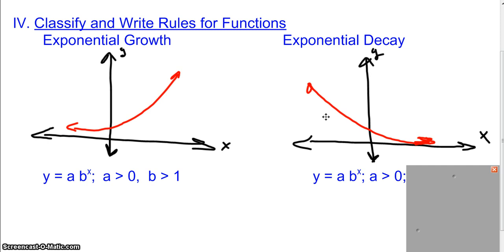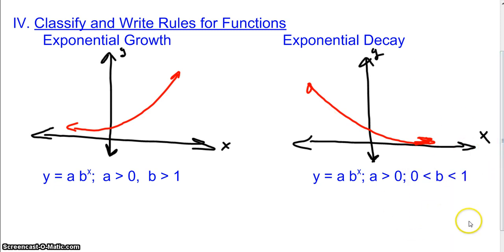Less than 1, can it be negative? Greater than 0. Right, it's got to be some little fraction that's greater than 0, less than 1. Remember, they can't be equal to 1. What happens to the equation if B equals 1? It becomes a line, linear. It becomes just a horizontal line. Y equals some number. Okay?